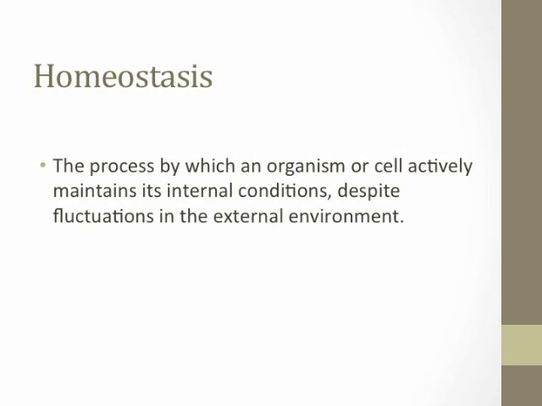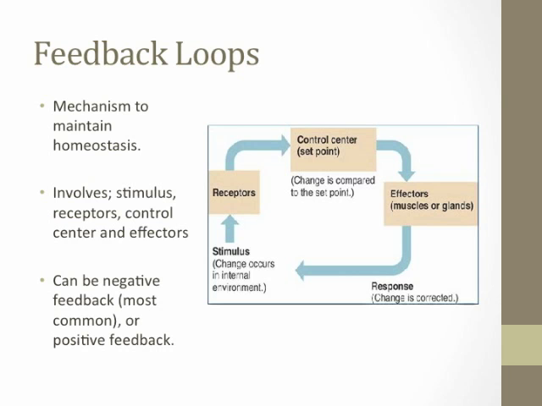By definition, homeostasis is the process by which the organism or cell actively maintains its internal conditions regardless of the outside changing environment. Homeostasis is maintained by control systems called feedback loops, which detect and respond to changes in the internal environment. A control system has three basic components: a stimulus, which causes a disruption to homeostasis, a control center, which receives input from the receptors and sends information to correct the change, and finally, the effector, which brings about a response to maintain homeostasis.